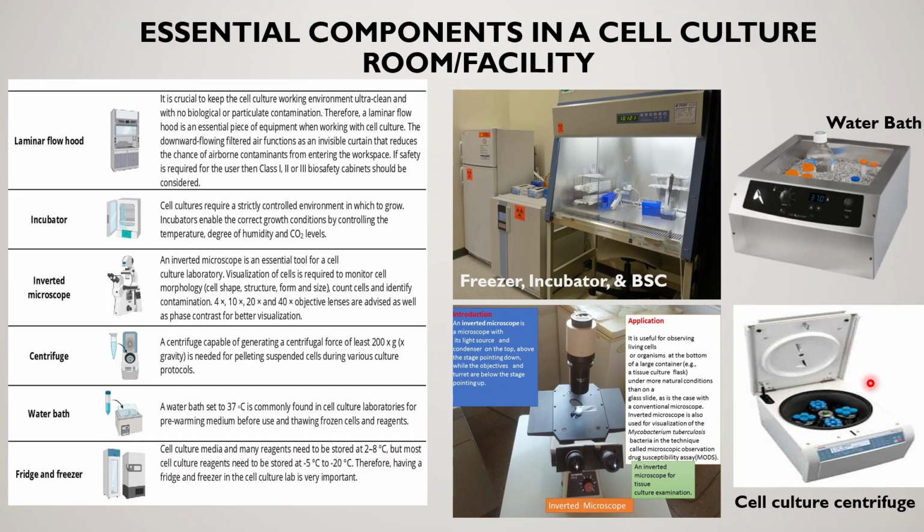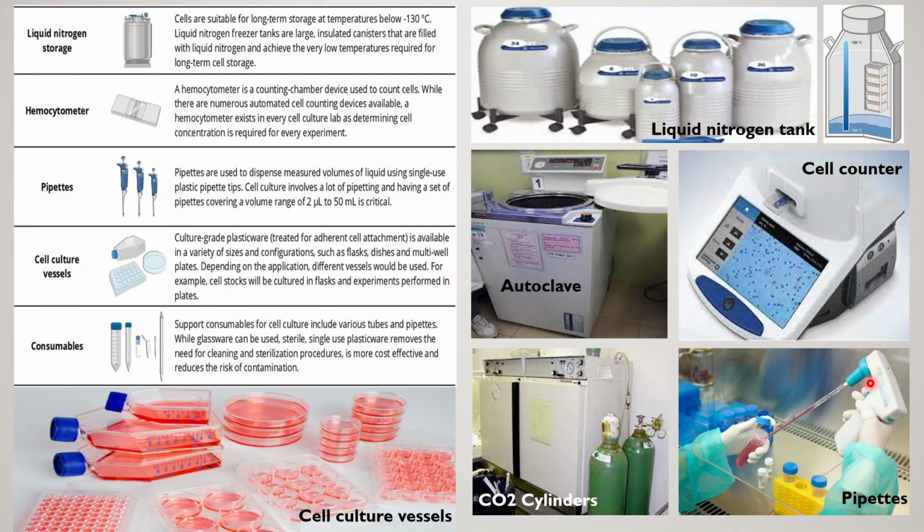Now after this we have the liquid nitrogen tanks. The liquid nitrogen tanks are used for the long-term storage of cells for years, and are maintained at below minus 130 degree centigrade. Inside these tanks, we have racks, and inside each rack you place the cells in liquid nitrogen in boxes which are able to endure such low temperatures.